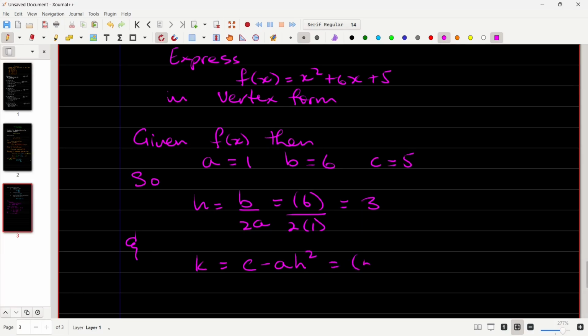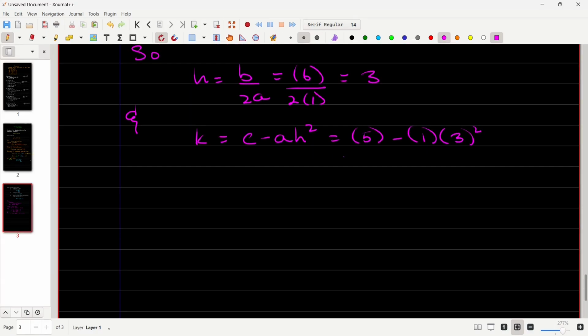And that would be equal to c, which is 5, minus a, which is 1, into h, which is 3, and then square that. And notice the answer for this is going to be equal to 3 threes, and 9 by 1 is 9, by negative 1 is negative 9. So 5 minus 9 is going to be negative 4.